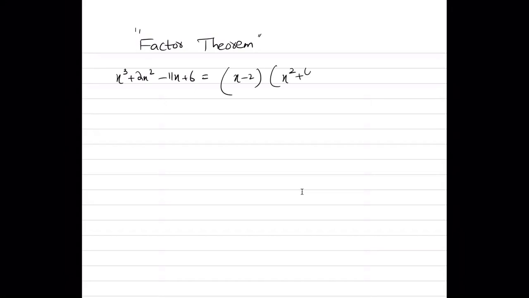Now we are going to see the factor theorem. So if you have a polynomial x cubed plus 2x squared minus 11x plus 6, and you are asked to divide by x minus 2, then you are going to get a quotient x squared plus 4x minus 3. Okay? We saw this in the previous example as well.